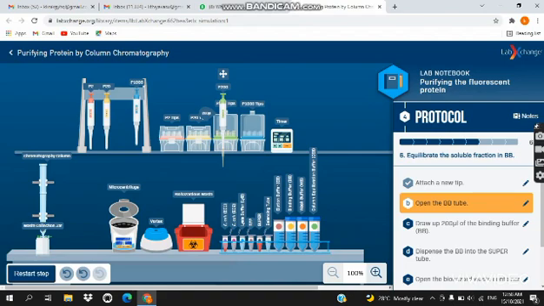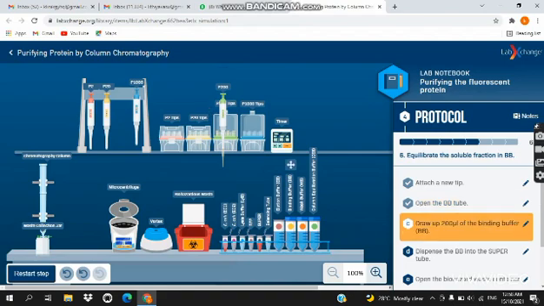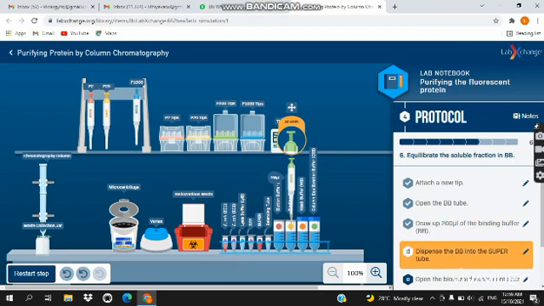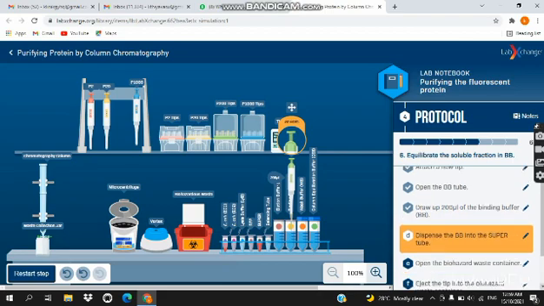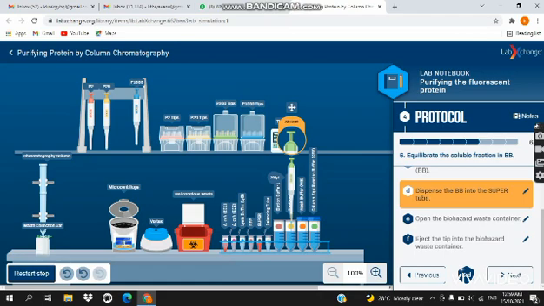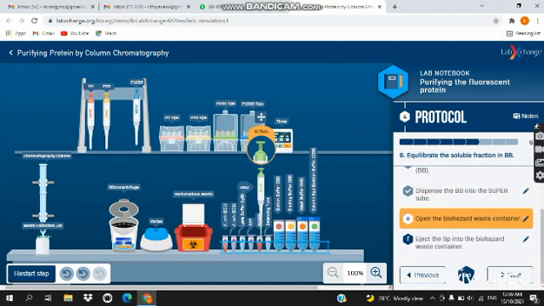Open the BB, which is binding buffer, and draw up binding buffer and dispense this into a separate tube. And then eject the tips.